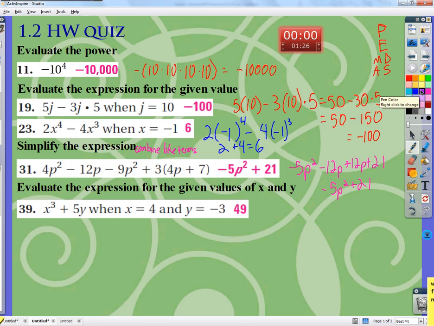So now we just have an expression that has 2 variables and 2 things to plug in. So 4 cubed plus 5 times y. Y is negative 3. We've agreed to do multiplication first so that we don't have to overuse parentheses like that. You can multiply 5 times negative 3 first to get negative 15. 4 to the third, what's 4 to the third? 64 plus a negative 15. 49.